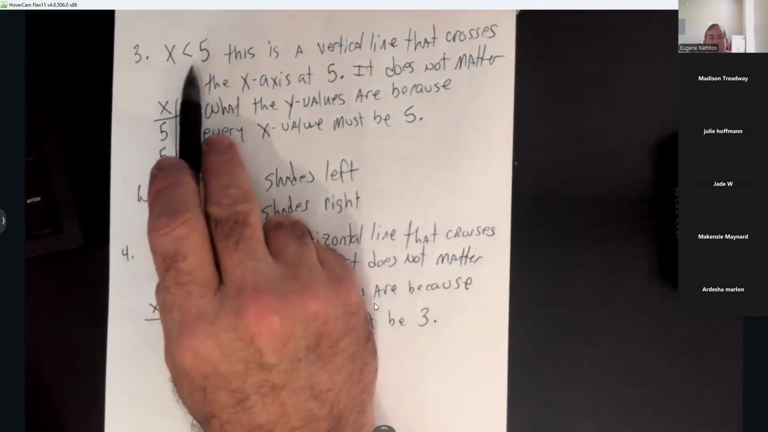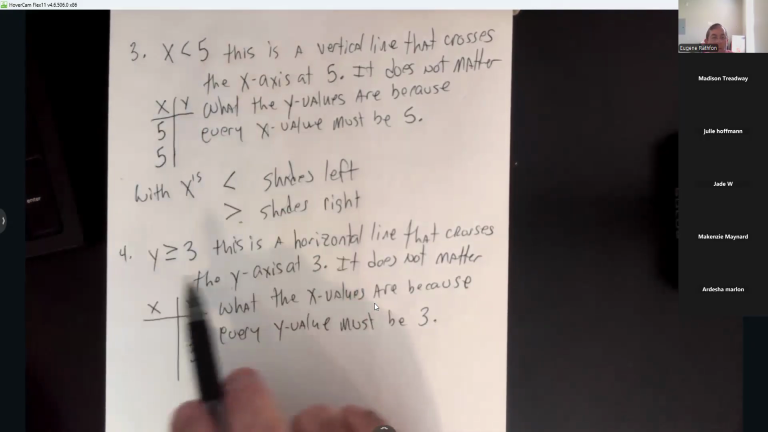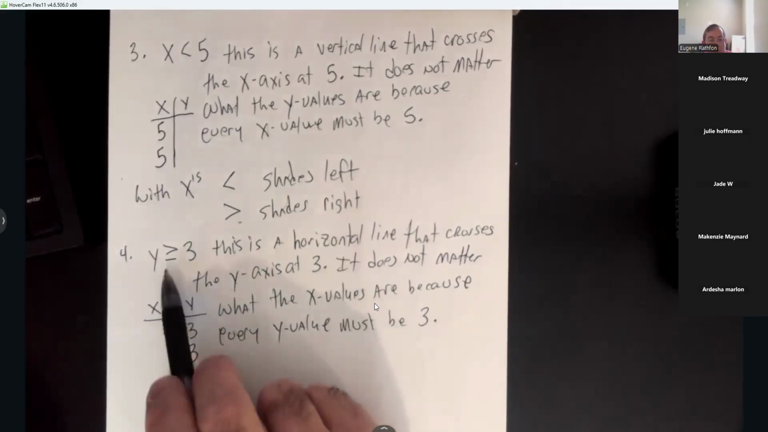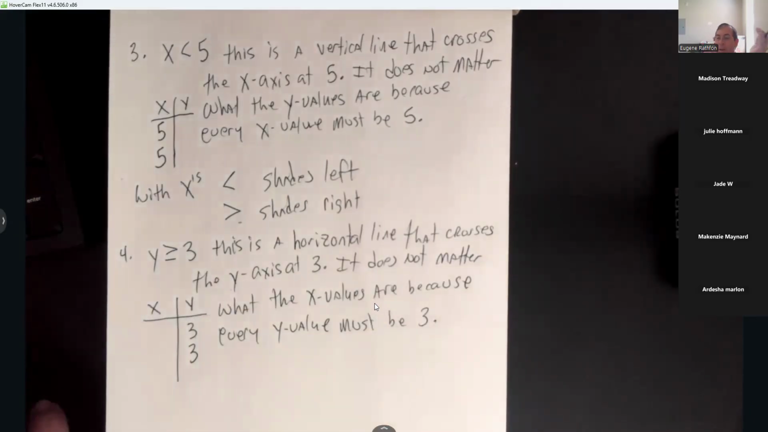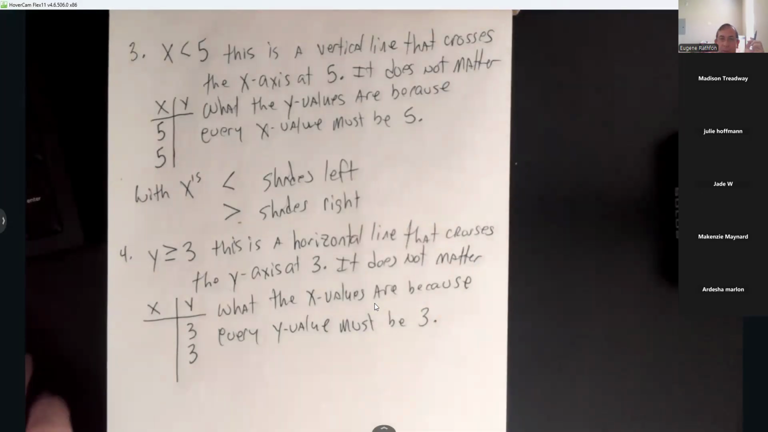If it's x less than or greater than or equal, all the x's are that number. If it's y greater than, less than, equal, then all the y's are that number, okay? And I can graph it the same way I did the x's, although this time I'm making the line horizontal, okay? Remember, horizontal is sort of straight across.